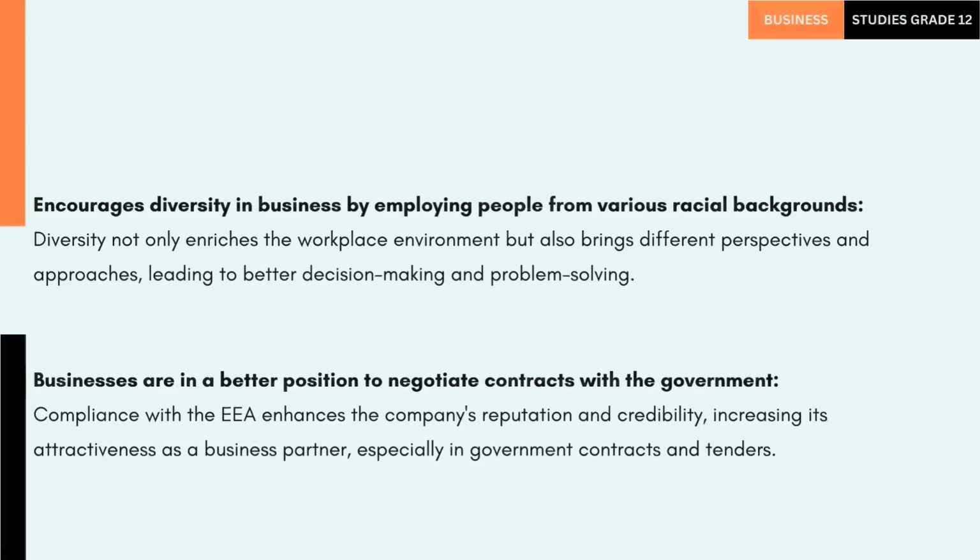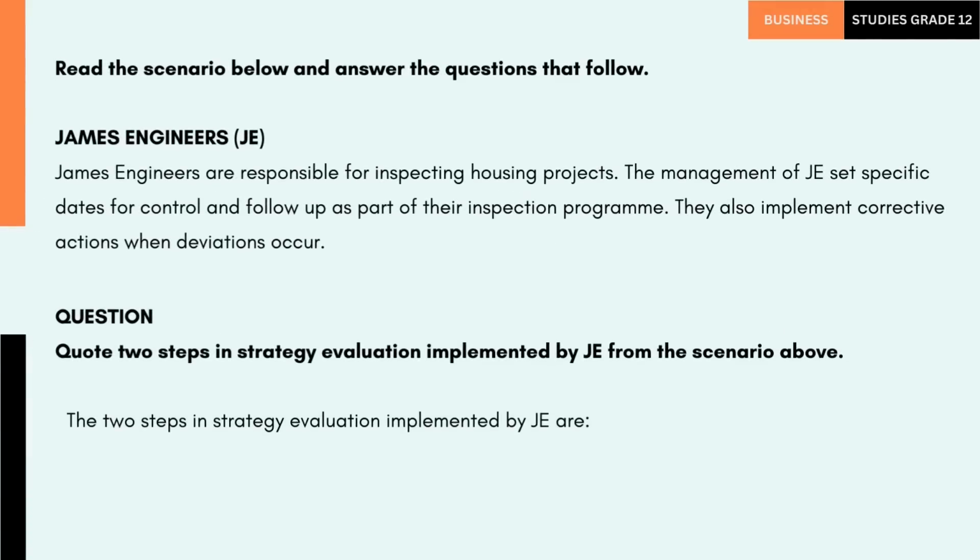contracts and tenders. Read the scenario below and answer the questions that follow. James Engineers, JE. James Engineers are responsible for inspecting housing projects. The management of JE set specific dates for control and follow-up as part of their inspection program. They also implement corrective actions when deviations occur. Question. Quote 2 steps in strategy evaluation implemented by JE from the scenario above.